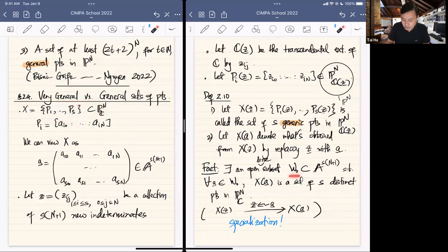And so W0 here is the open subset determined by the rank condition. So looking at all s by n+1 matrices with maximal rank, that's an open subset of the collection of all s by n+1 matrices.